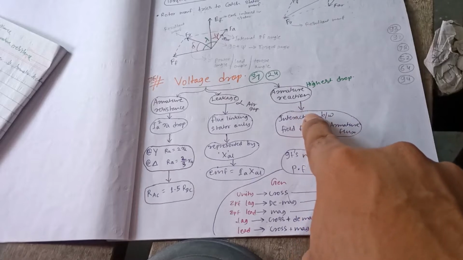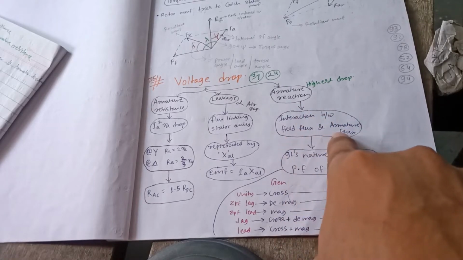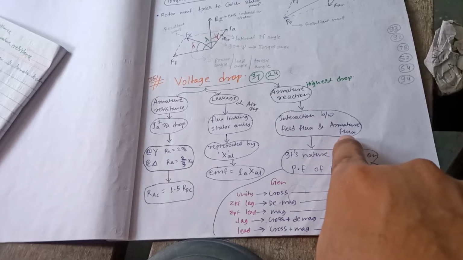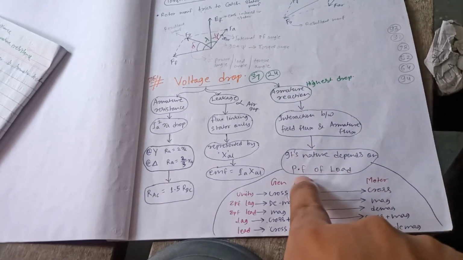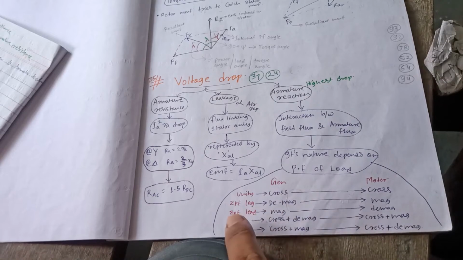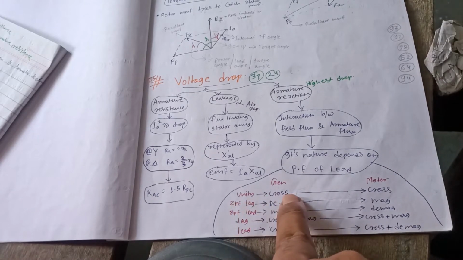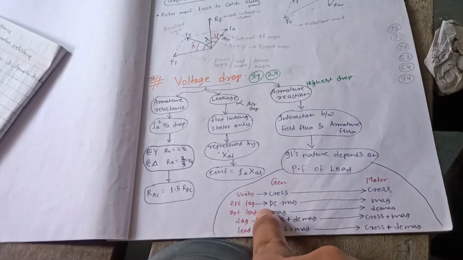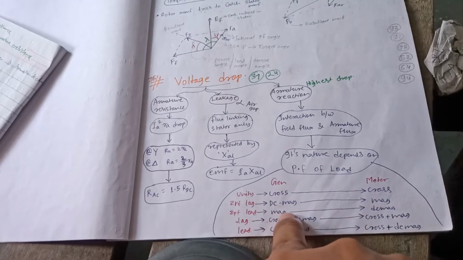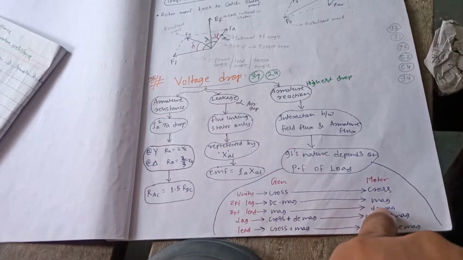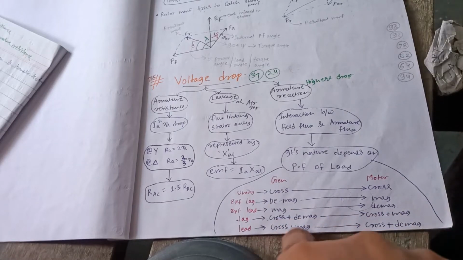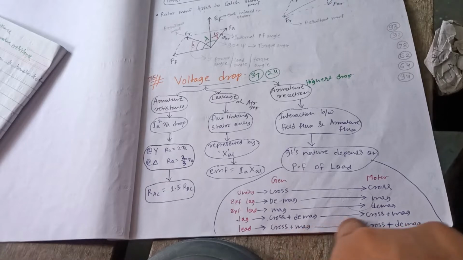When we talk about armature reaction, it is an interaction between field flux and armature flux, and its nature depends on power factor and load. In case of generator and motor, for unity power factor it is cross magnetization. For ZPF lag, for generator it is demagnetizing, and for motor it is magnetizing. For ZPF lead, for generator it is magnetizing, and for motor demagnetizing. For lagging, it is cross magnetization plus demagnetization for generator, cross magnetization plus magnetization for motor. For leading, it is cross magnetization plus magnetization for generator, cross magnetization plus demagnetization for motor.